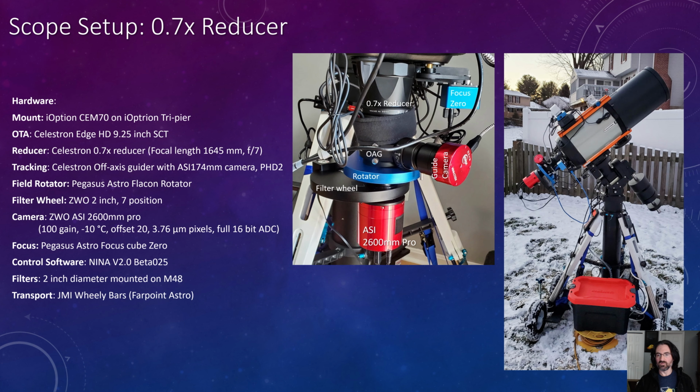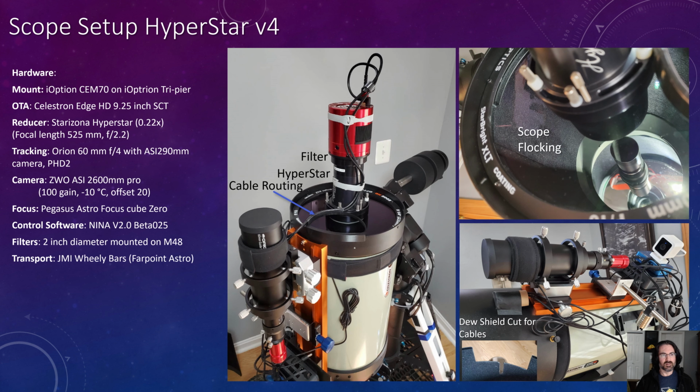As a quick walkthrough for each scope configuration, this would be the layout for the 0.7 reducer configuration. If you're interested in the details, you can pause the video. And here I have my HyperStar configuration. Again, everything is documented in detail on the left. A few notes about this configuration.